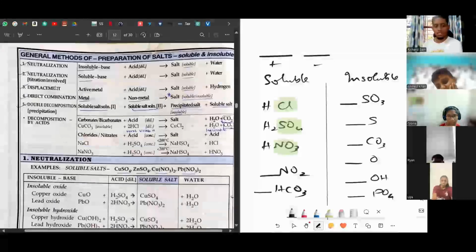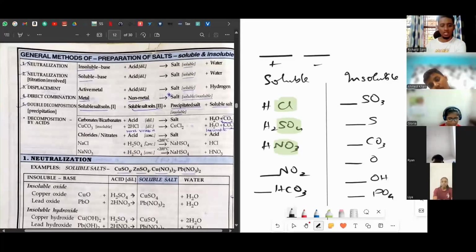Yeah. So after this, you're studying different methods to prepare salt. There are different methods to prepare soluble salts and different methods to prepare insoluble salts. So that's why you need to know which salt is soluble and which salt is insoluble, so that you know which method to use to prepare them. Okay. So here in this book, they have just categorized into 5 different groups.